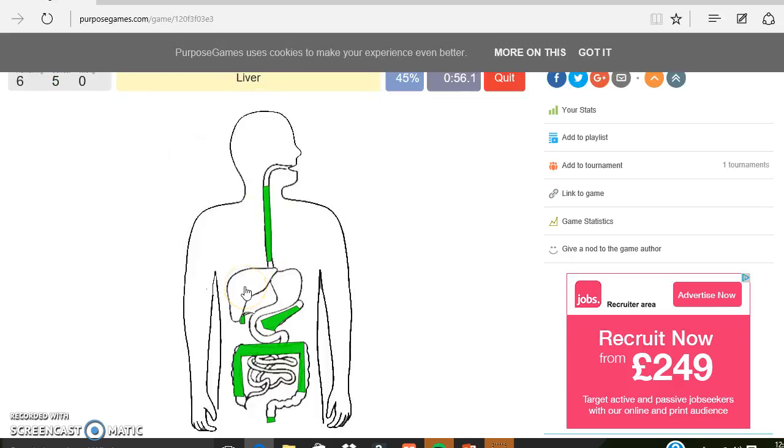The liver is this one here. It produces bile and sends it to the gallbladder. The liver also helps get rid of all the toxins out of your body, for example, when you drink alcohol or take drugs. The rectum is here, where feces is stored.